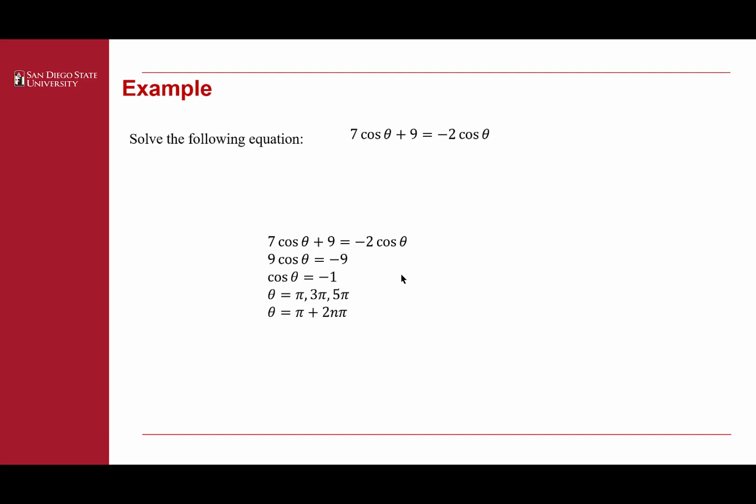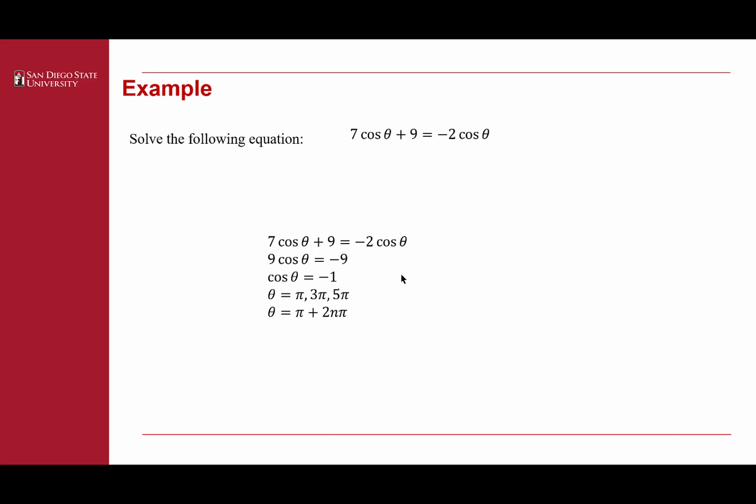In this example, the equation is 7 times cos theta plus 9 equals minus 2 cos theta. If we move the right-hand side to the left-hand side to isolate the function, we get 9 times cosinus theta equals minus 9, which is directly cosinus theta equals minus 1. And for theta, we get pi, 3 pi, or 5 pi.